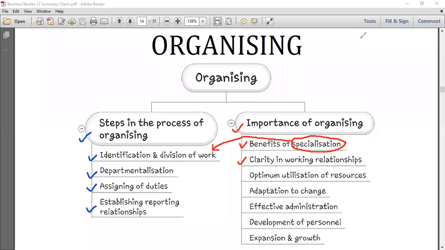So as soon as the reporting relationship is established, as soon as the person knows who is my superior and who is my subordinate, there will be clarity in the working relationship. There will not be any confusion.